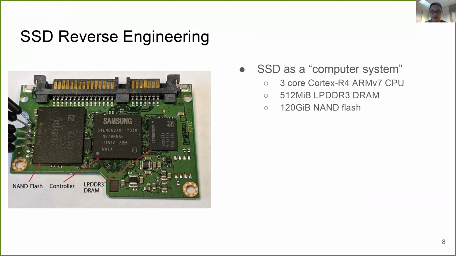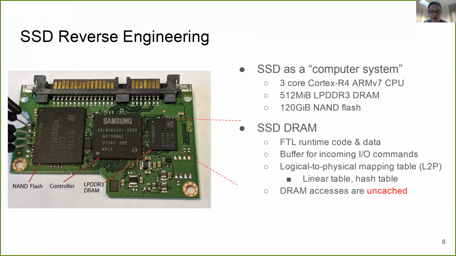of NAND flash storage. And then we try to learn how the DRAM on this SSD is being used. The DRAM is used to store the FTL runtime code and data, and it also provides a buffer for incoming I/O commands. And also it has a logical to physical mapping table, which is also called the L2P table, to translate the logical addresses, the LBAs, to physical addresses inside the NAND flash. The L2P table is commonly organized as a linear table or hash table. And also we observe that the DRAM accesses inside this SSD are not cached.